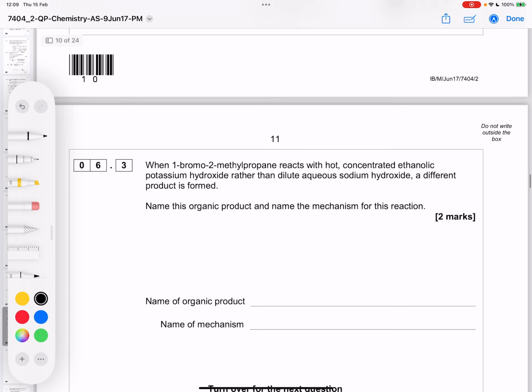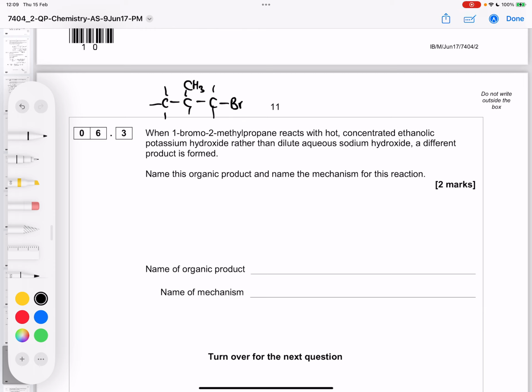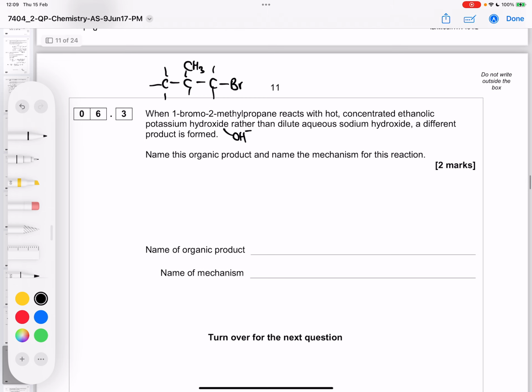Then we move on, the question continues on the next page. So remember it was propane with a bromine on number 1 and a methyl on number 2, and it reacts with hot concentrated ethanolic hydroxide rather than dilute aqueous, and a different product is formed. It's not to do with the potassium and the sodium swapping, it's to do with the conditions changing. Now, they've given us some space for working. Our marks are actually just for these two parts, name of the product and name of the mechanism. But let's work through the question and think about what we would do if it was hot and ethanolic.